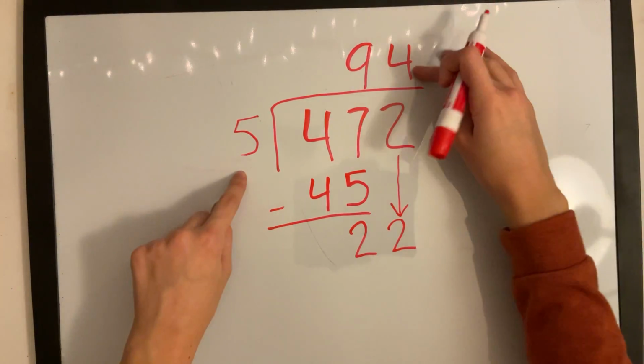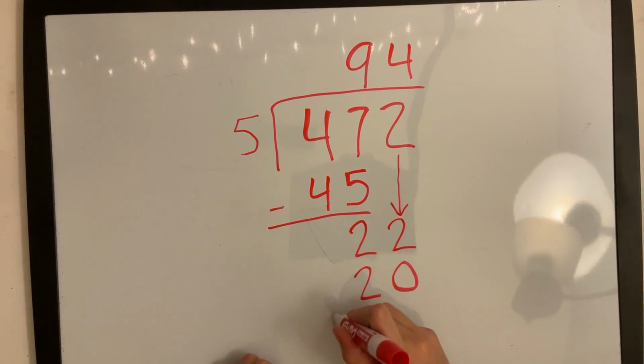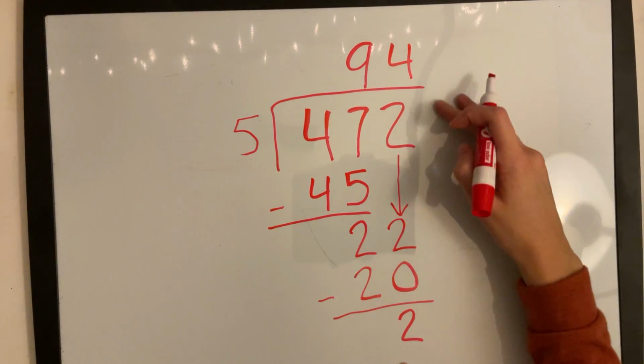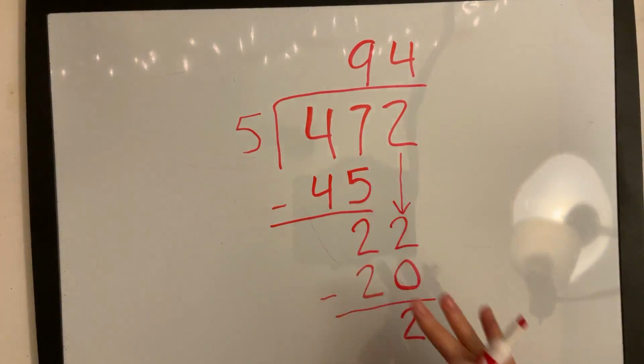Next, I multiply. 5 times 4 is 20. Next, I subtract. 22 minus 20 is 2. And finally, I bring down. But since there's no more digits, we got to the end of our number, we're done.